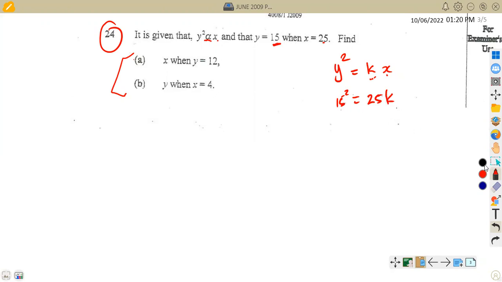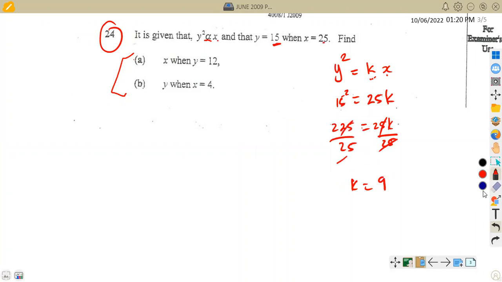15 squared, that's 15 times 15, which is 225, is equal to 25k. So here we have a 25k that we still have. To find k, we just divide by 25. So k is equal to 225 divided by 25, which must be something like 9. Yeah, that's 9.